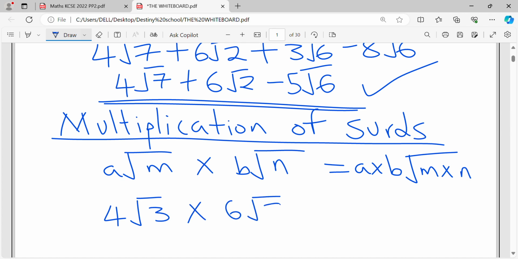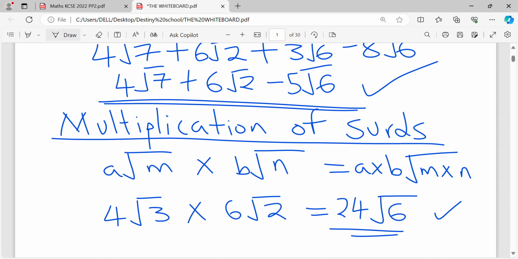For example, if you have 4 root 3 times maybe 6 root 2, how do you go about this? What is inside the root, we multiply by what is inside the root. What is outside the root, we multiply by what is outside the root. So let's start with what is outside the root. That is 4 times 6, that is 24. Then the square root of 3 times 2, you get 6. So that's your final answer, 24 root 6.